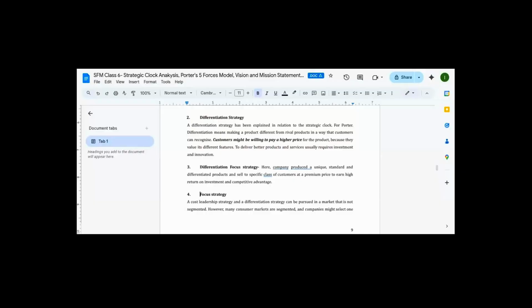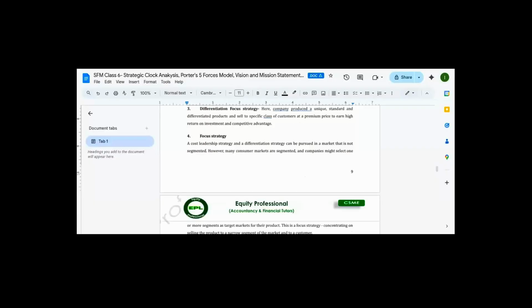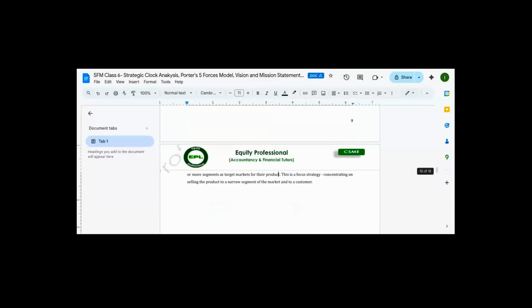But for focus strategy, a cost leadership strategy and a differentiation strategy can be pursued in a market that is not segmented. However, many consumer markets are segmented. Just follow, I'm driving to a point. Many consumer markets are segmented, and companies might select one or more segments as target markets for their products. When you do that, this is a focus strategy.